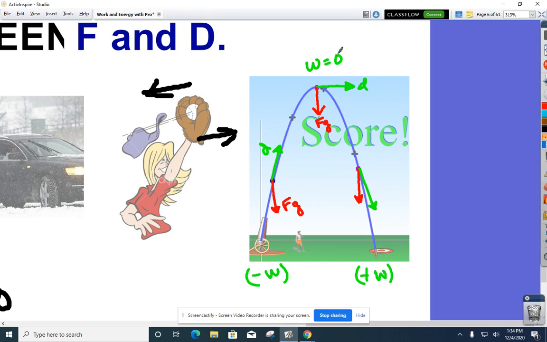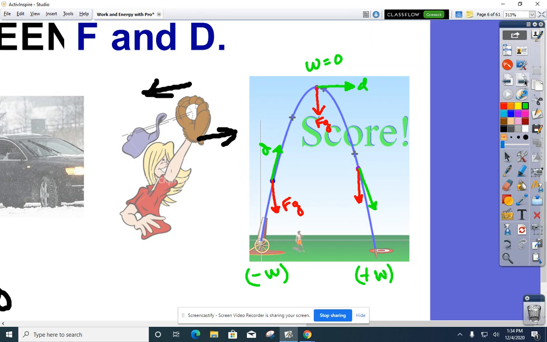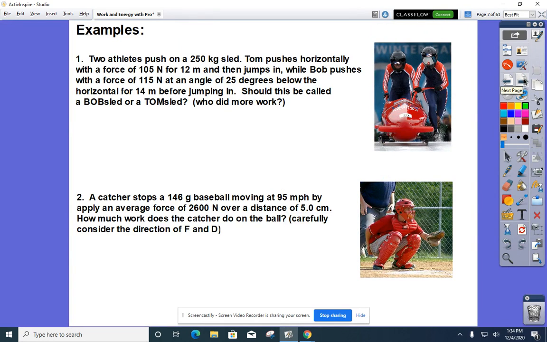And that's, again, work done by the force of gravity. Okay, let's take a look now at just a couple of examples to finish up this video. Two athletes push on a 250 kilogram sled. Tom pushes horizontally with a force of 105 newtons for 12 meters and jumps in.